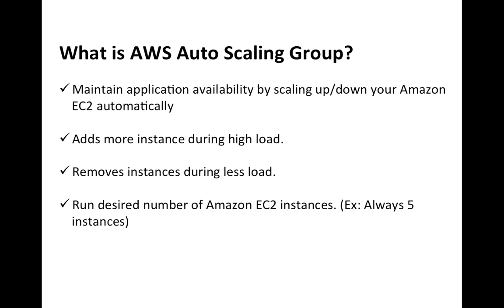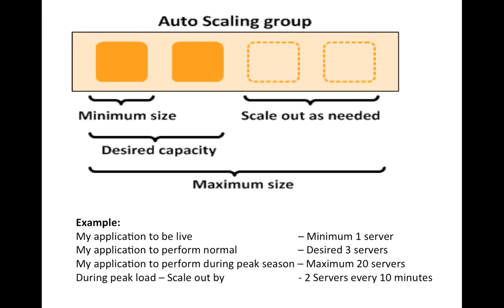Or you can say, hey, at any point of time, I want my application to run with 5 instances or 10 instances. That's my desired capacity. You can keep that also. So all this can be achieved by using this auto scaling group. Let's understand some of this.